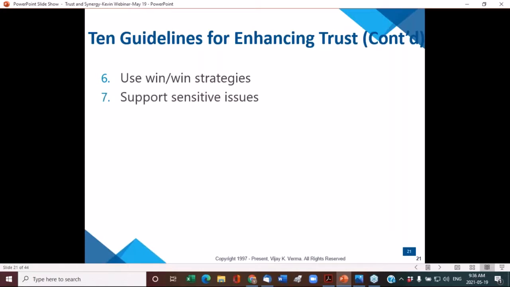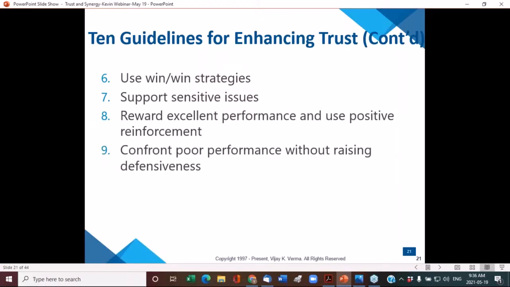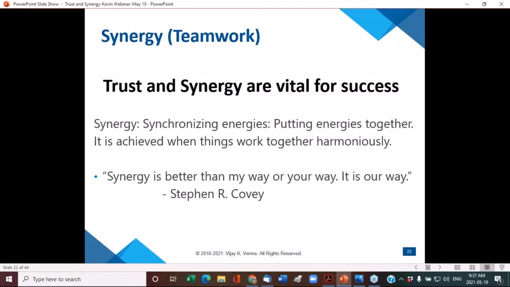Support sensitive issues. People have certain sensitive issues, okay? And reward excellent performance and use positive reinforcement. Confront poor performance without raising defensiveness, because it should be done in a timely manner with calmness and being objective. Be open about issues that affect team performance.